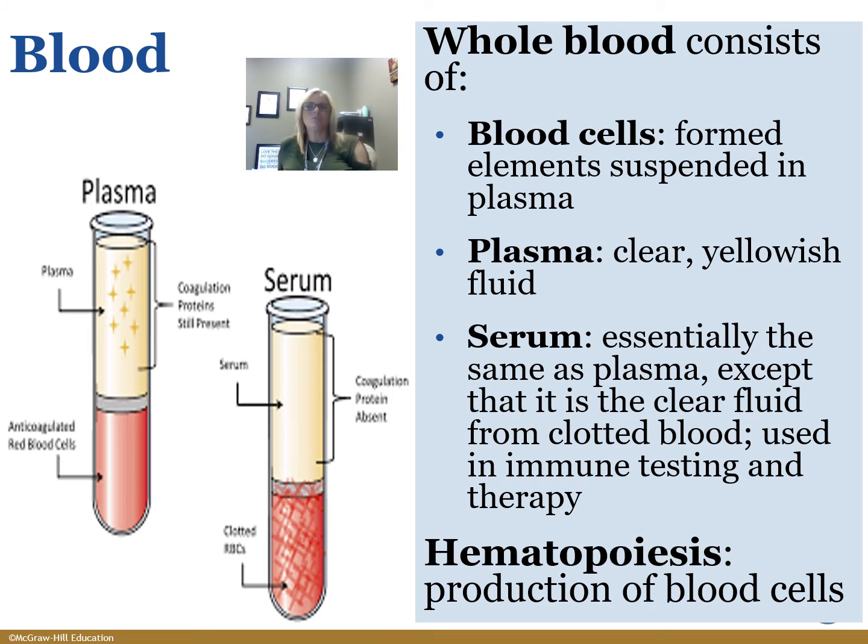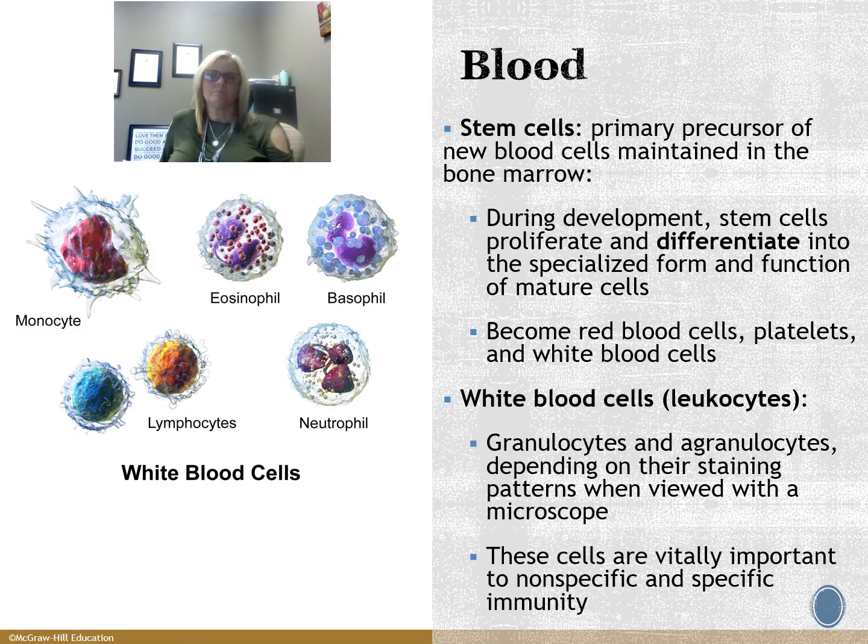Hematopoiesis is going to be the production of blood cells, white blood cells, red blood cells, and platelets. Blood also contains stem cells. Well, stem cells are actually precursor cells. This is the precursor for new blood cells.